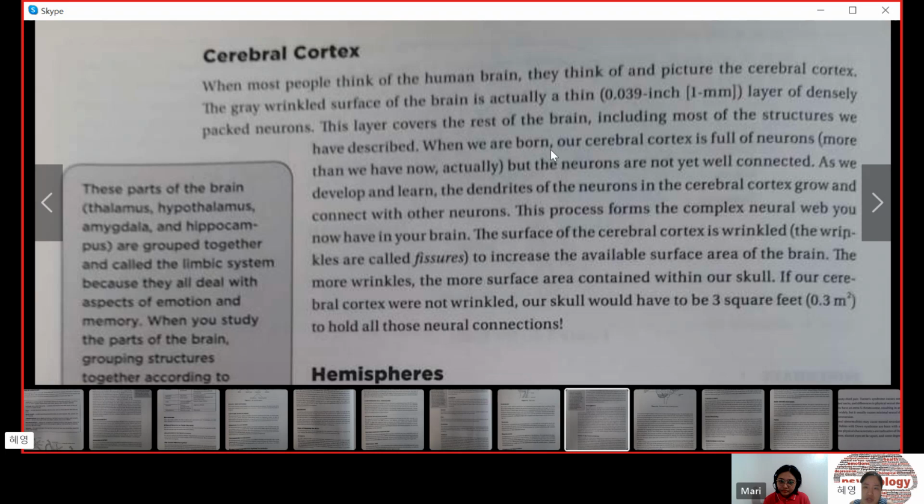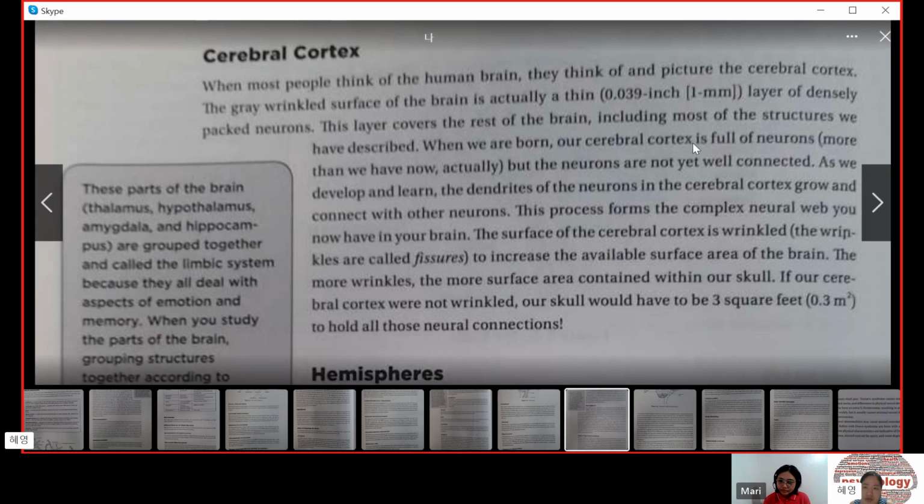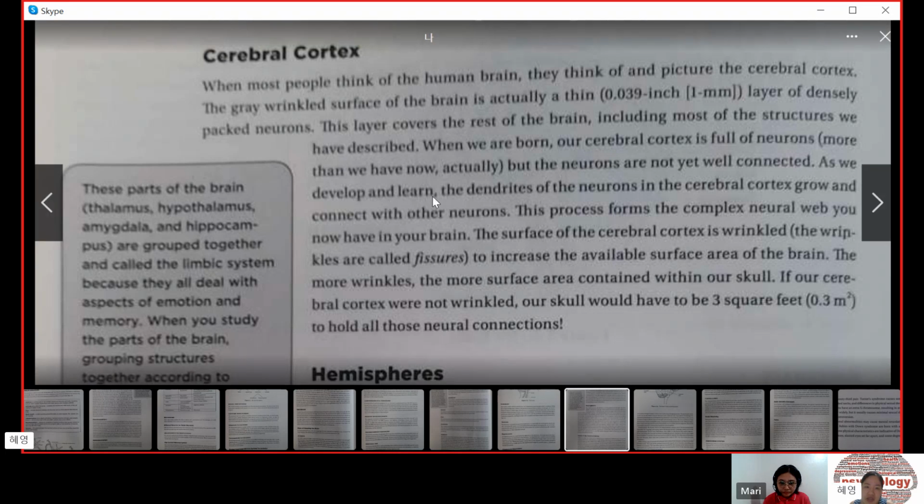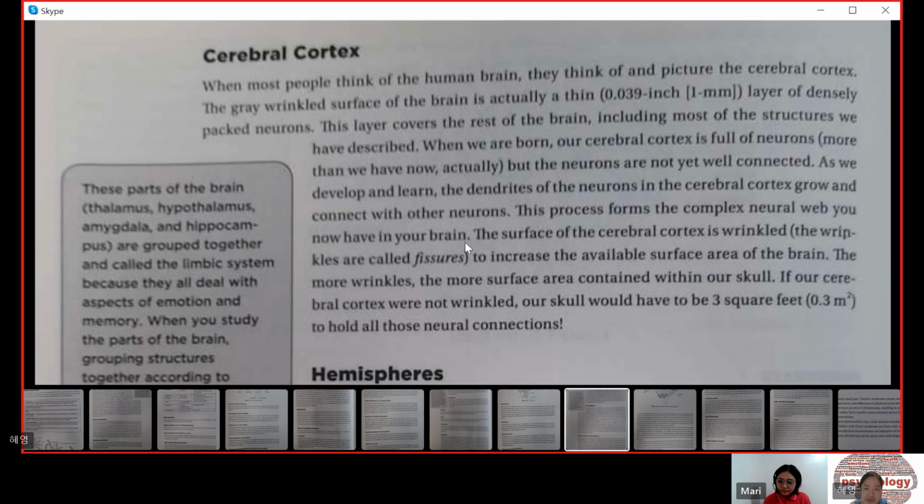When we are born, our cerebral cortex is full of neurons, but the neurons are not yet well connected. As we develop and learn, the dendrites of the neurons in the cerebral cortex grow and connect with other neurons. This process forms the complex neural web you now have in your brain.